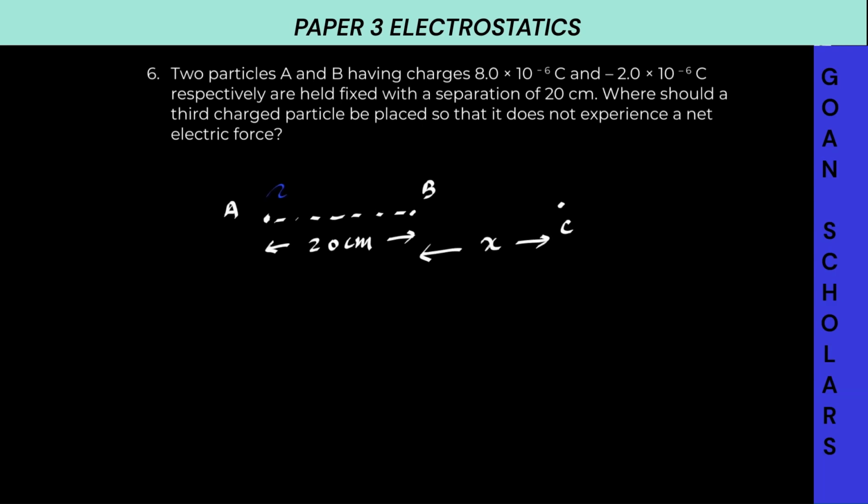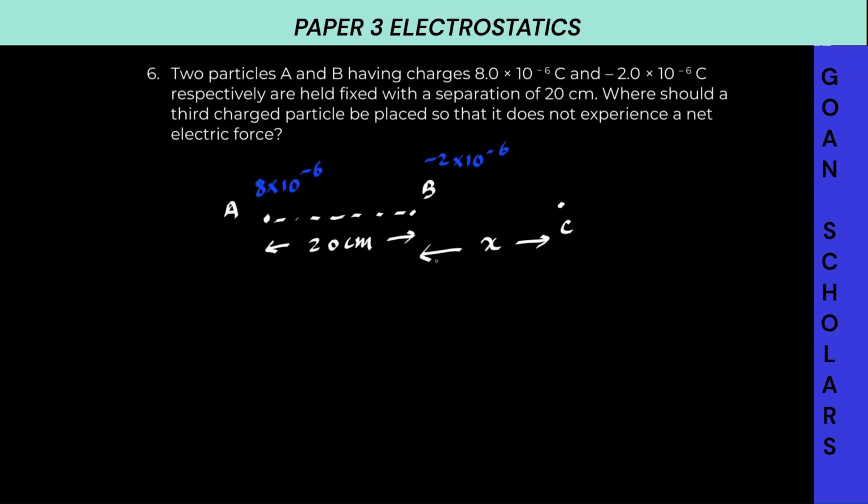Now at A we have the first charge, which is 8 × 10^-6 coulomb, and at B we have the second charge, which is -2 × 10^-6 coulomb. They are asking where we should place the third charge, the charge to be placed at point C, so that the net force is 0. To get the net force to be 0, the resultant force at C will be 0.